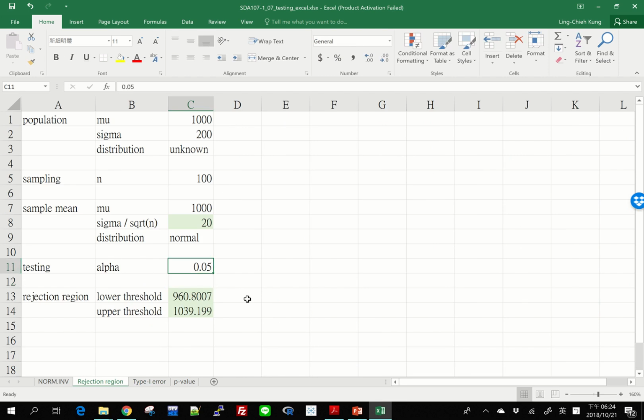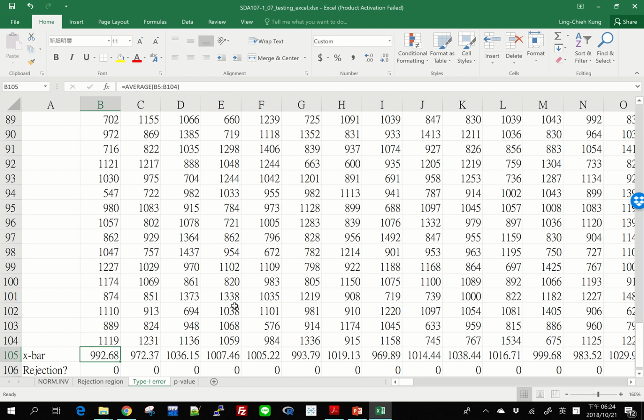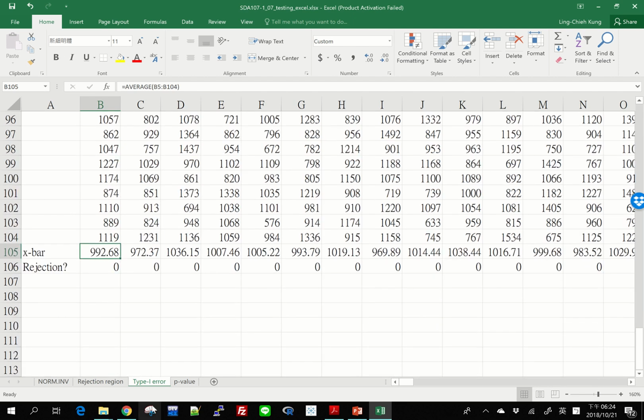Previously, we have our rejection region. If we follow the settings in the slides, our alpha is 5%. The rejection region is about two thresholds, 960 and 1039. So here, if this number is less than 960, reject. If this number is above 1039, reject.